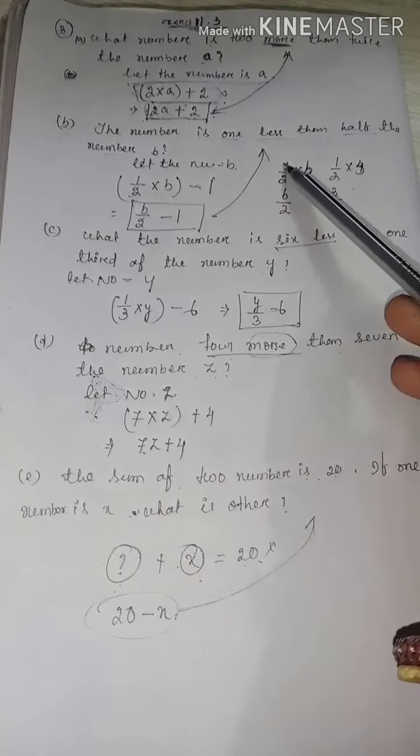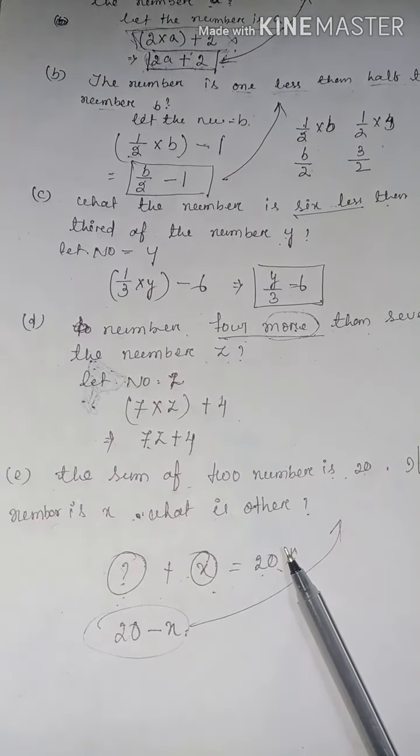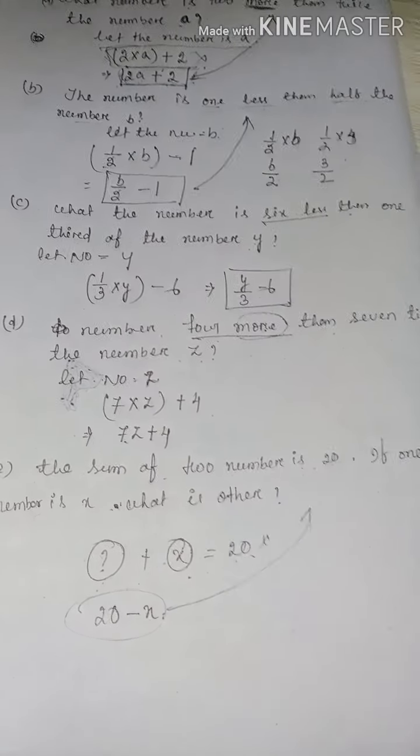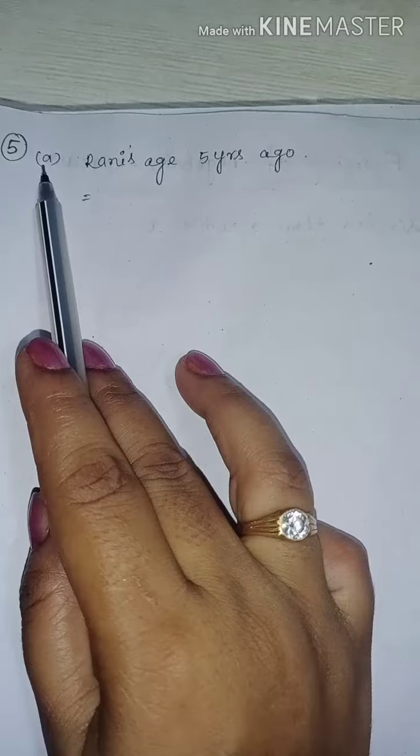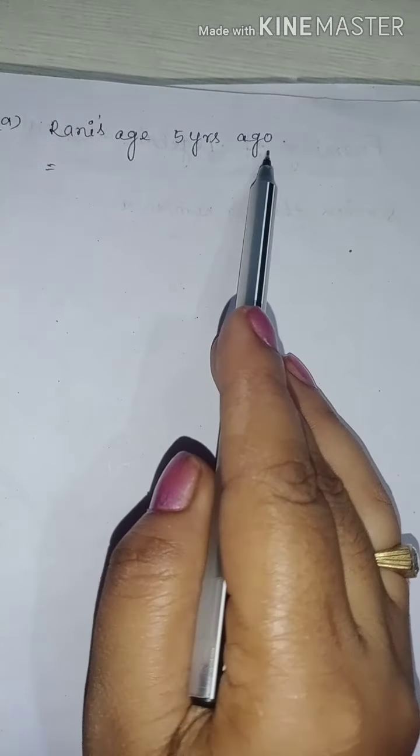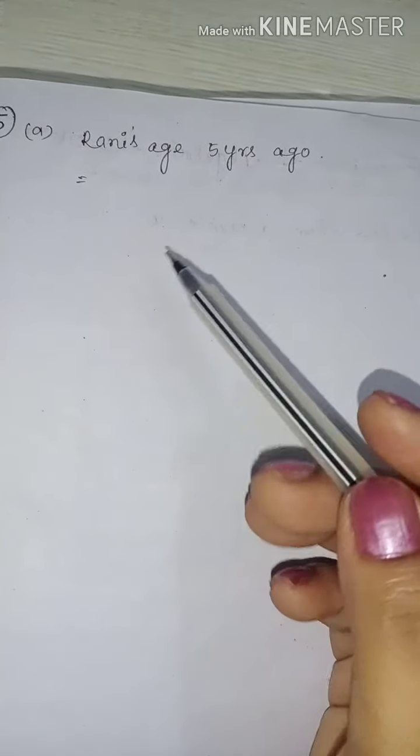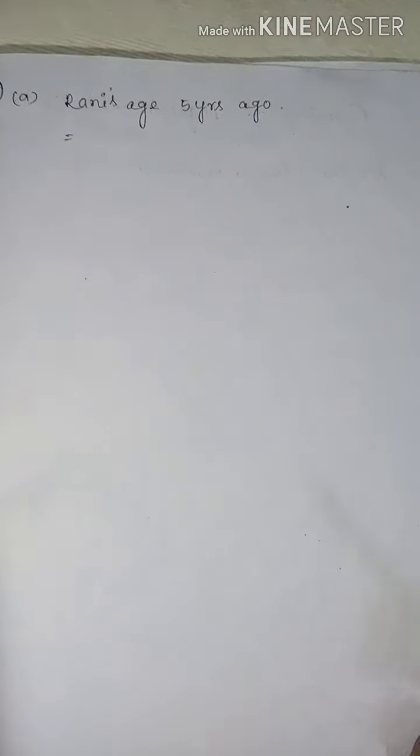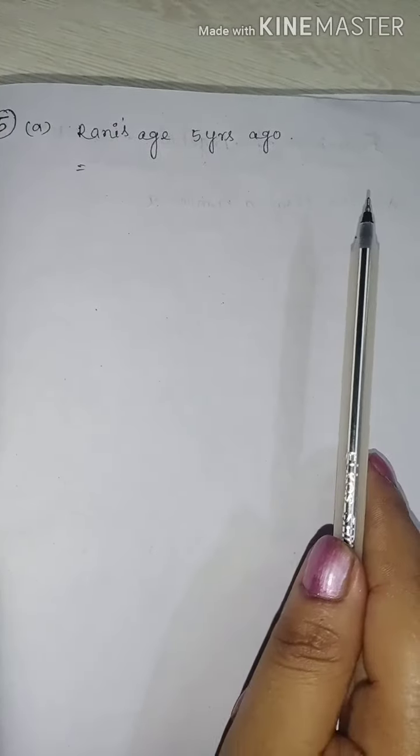These are the solutions of question number 3, 11.3. Okay. Next is question number 5, bit number A. Rani's age 5 years ago. An expression for each of the following is given, and we can find out how these answers will be.